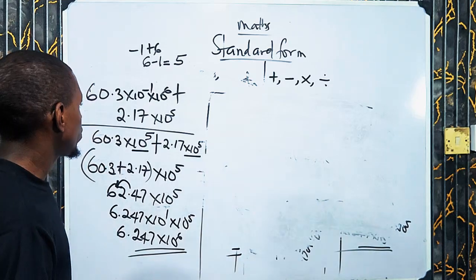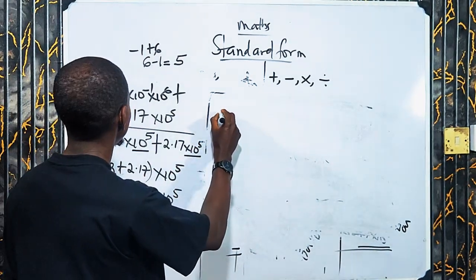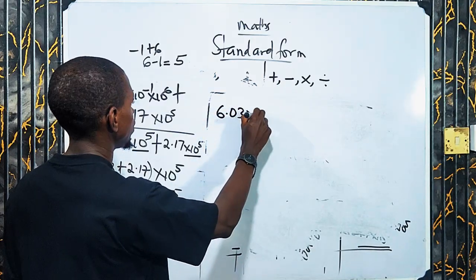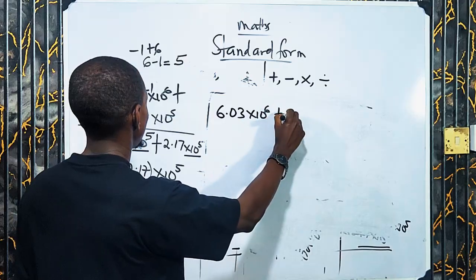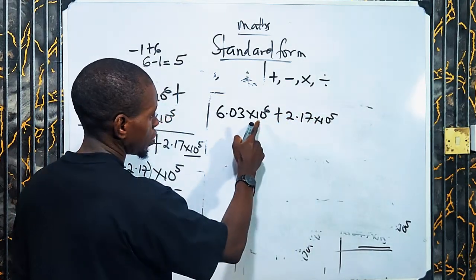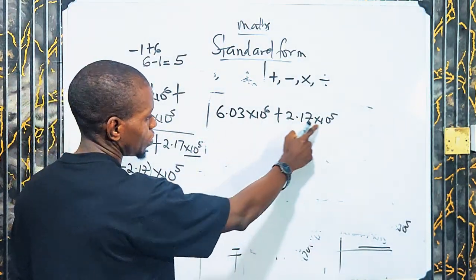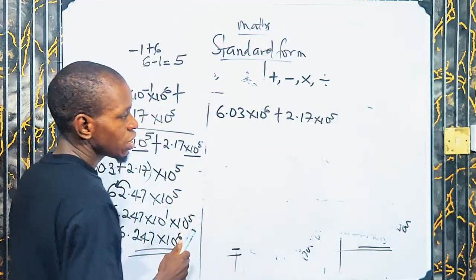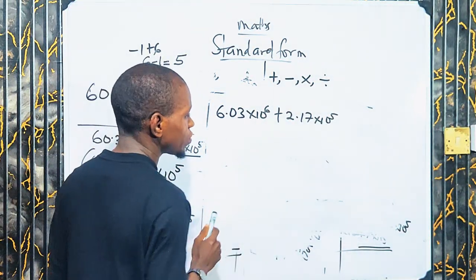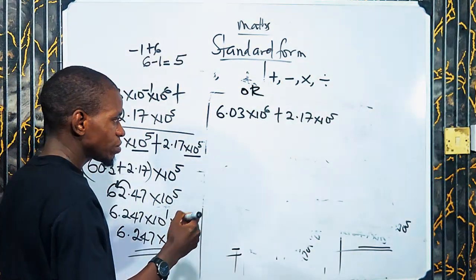I want both of them to be the same thing. The question says I have 6.03 times 10 raised to the power 6 plus 2.17 times 10 raised to the power 5. Now, before, I made this 10 raised to the power 6 to be the same thing with this 10 raised to the power 5. This time around, I want this 10 raised to the power 5 to be the same thing with 10 raised to the power 6. That's what I want to do now. So how do I go about it now?